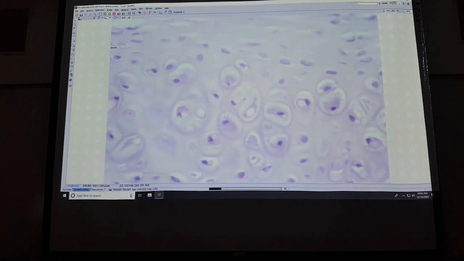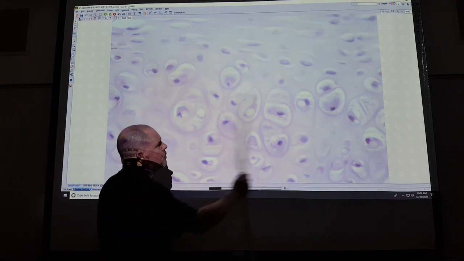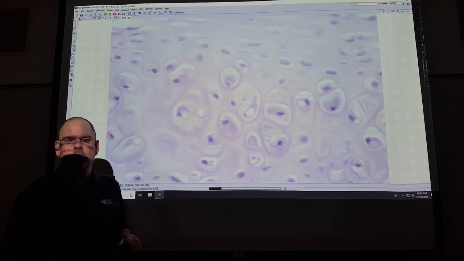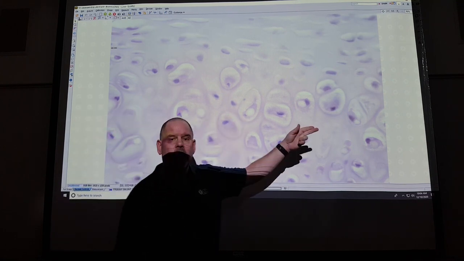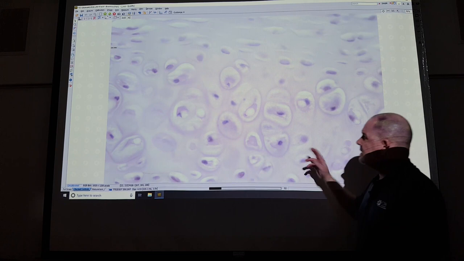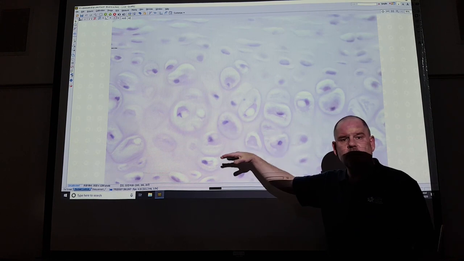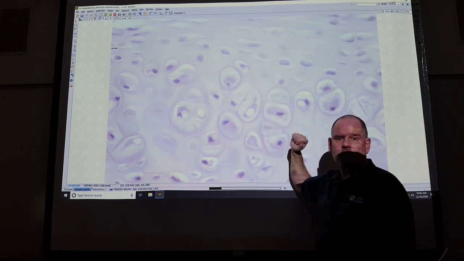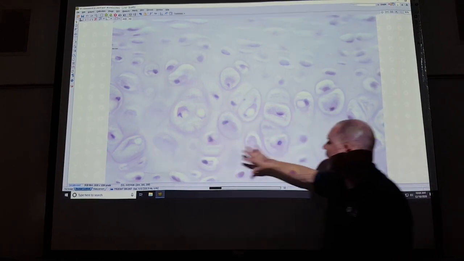Then the thing to ask yourself for lab is, do I see fibers or not? If I see fibers running through the eyeballs, it's fibrocartilage. If I don't, it's hyaline cartilage. In this case, I do not see any visible fibers streaming through this tissue, so this one is hyaline cartilage. I nickname it eyeballs in jello.